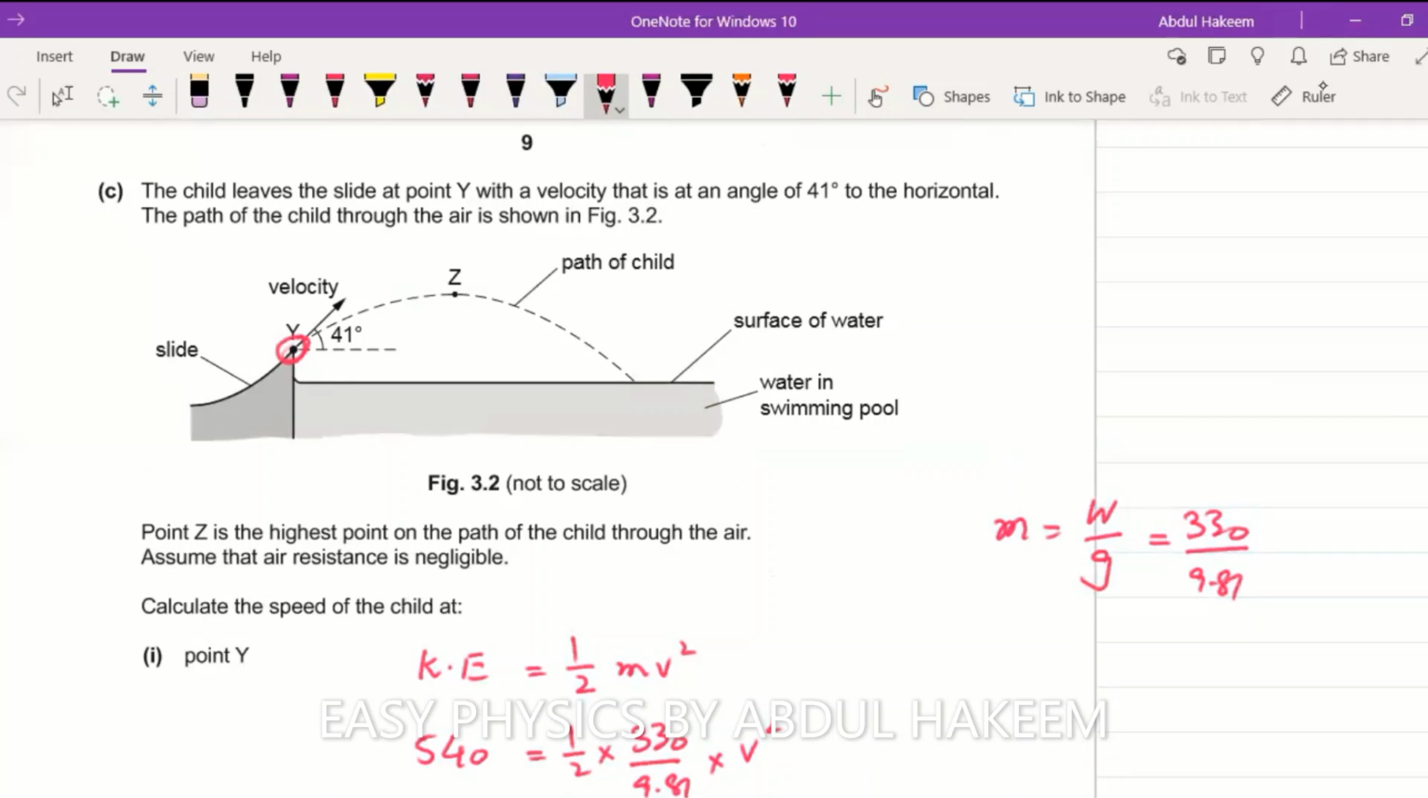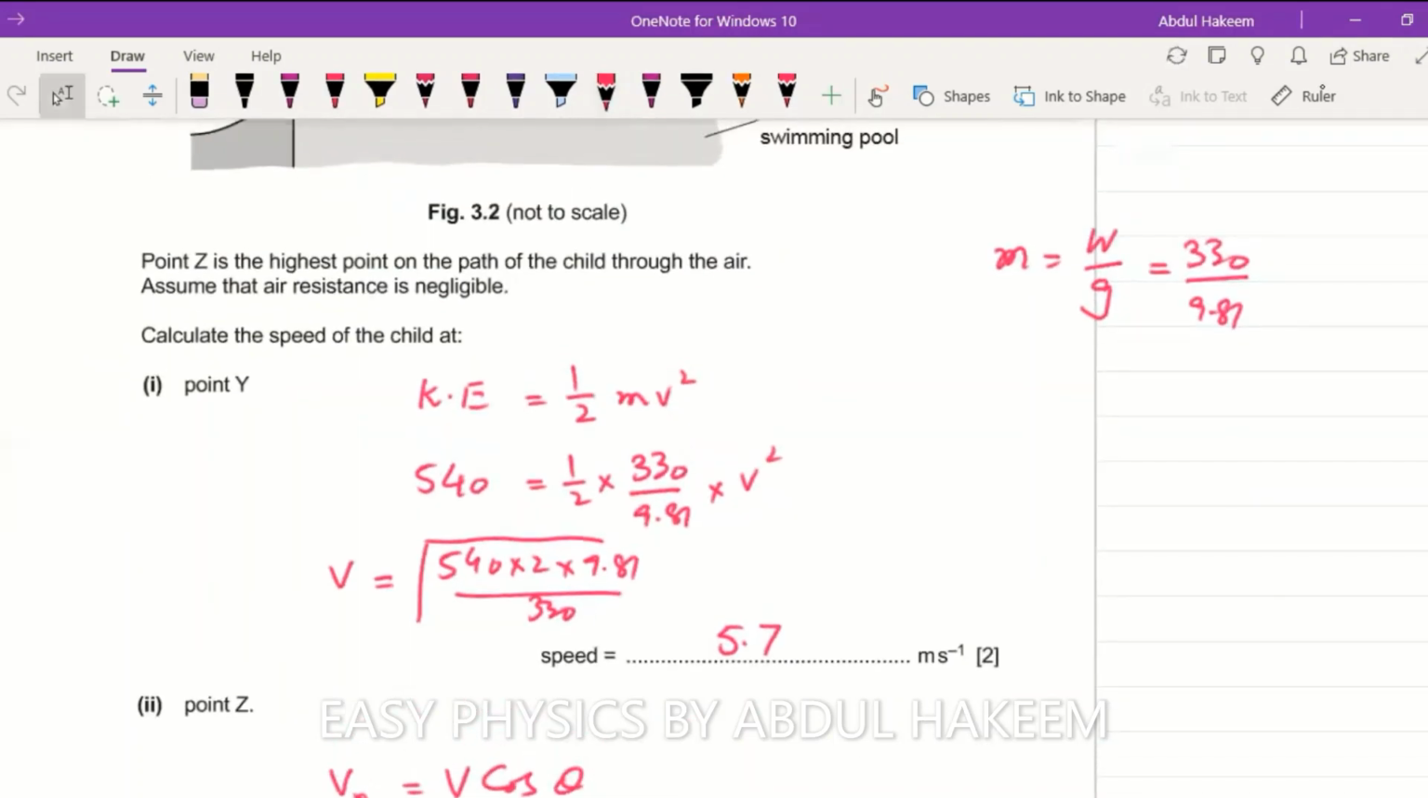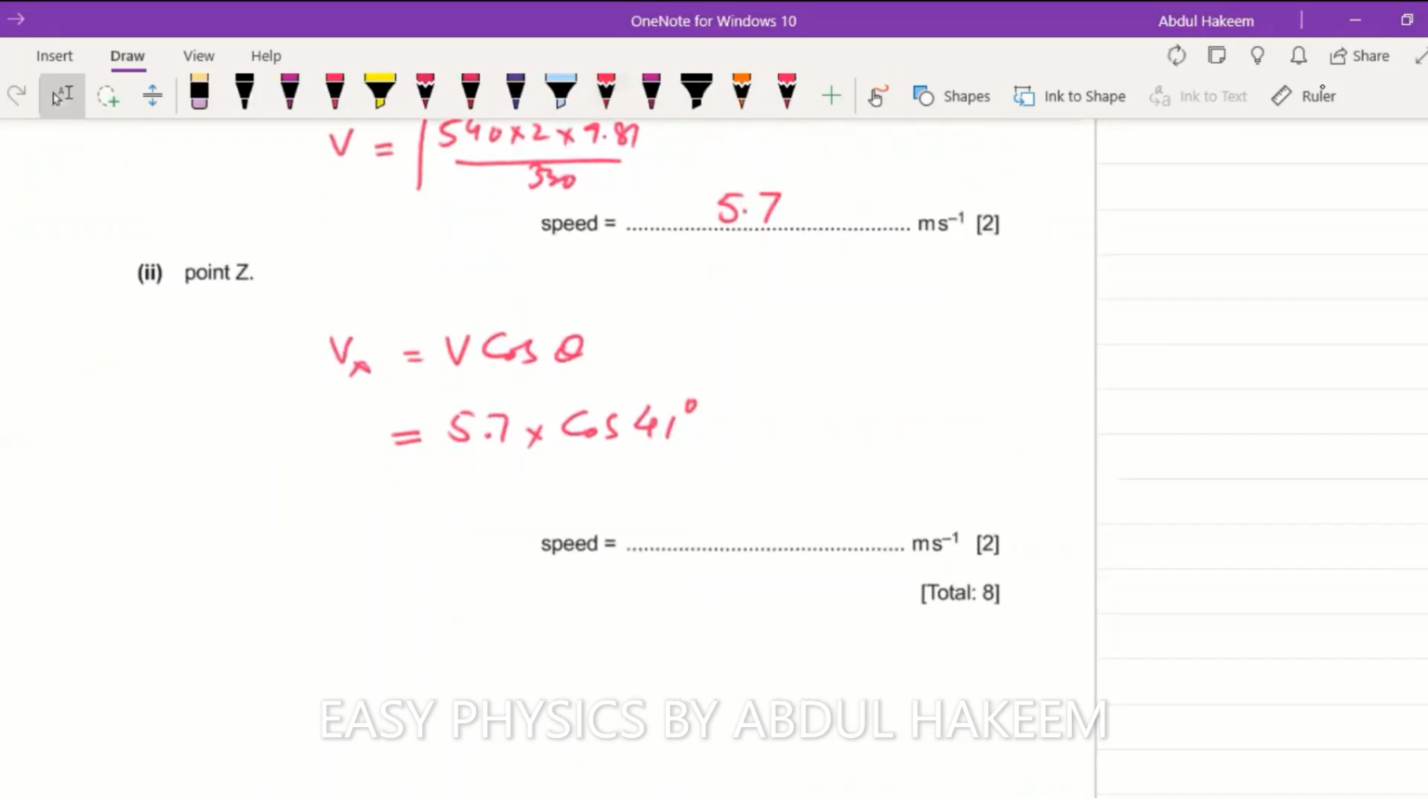Now at Z, it has only the horizontal component of the velocity, Vx, and Vx, the horizontal component, is equal to V cos theta. The V is 5.7, which we have calculated, and its X component is V cos theta, and theta is given as 41 degrees. So after the calculation, cos 41 times 5.7 is 4.3. This is the horizontal component of the velocity.